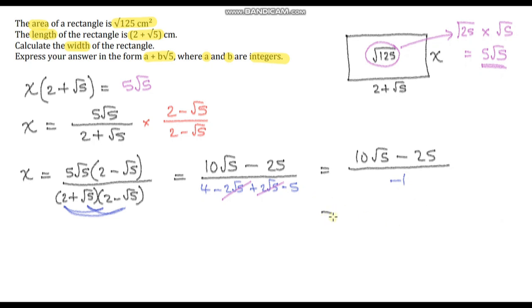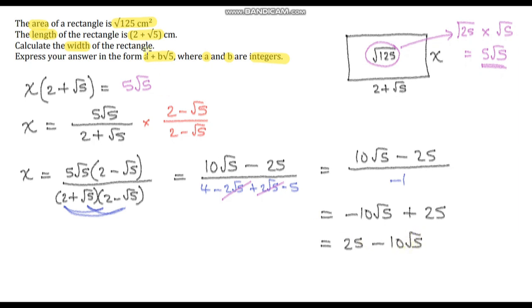So we're almost done now. So 10 root 5 divided by negative 1, well, that's minus 10 root 5. And then negative 25 divided by negative 1, well, that's plus 25. So we've almost got it in the right form. We just need to switch the two numbers around. So our final expression for our width will be 25 minus 10 root 5.